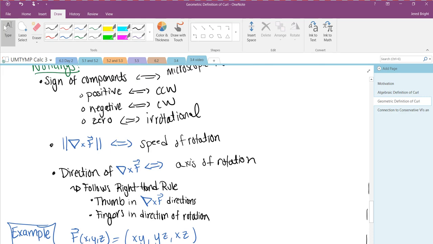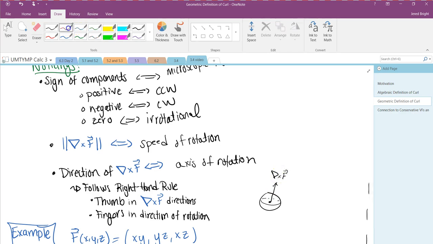So what you would do is determine the direction of the curl, put your thumb in that direction, and then the fingers would rotate in the direction of rotation. If you can imagine, I'll just draw a quick little picture. So here's our little ball, and you have this vector here as the curl vector.